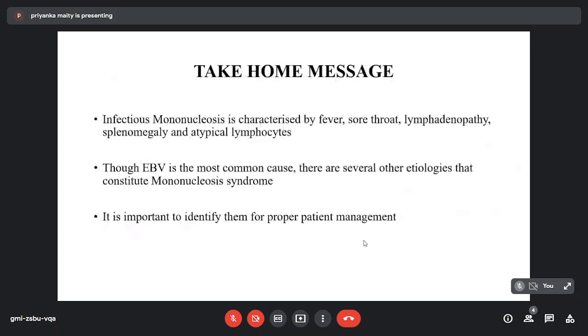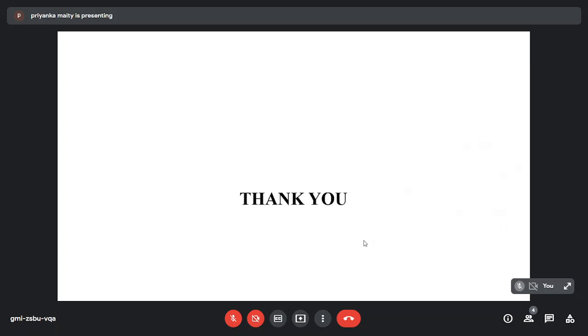So, my take-home message is, infectious mononucleosis is characterized by fever, sore throat, lymphadenopathy, splenomegaly, and atypical lymphocytes. Though EBV is the most common cause, there are several other etiologies that constitute mononucleosis syndrome. It is important to identify them for proper patient management. Thank you.